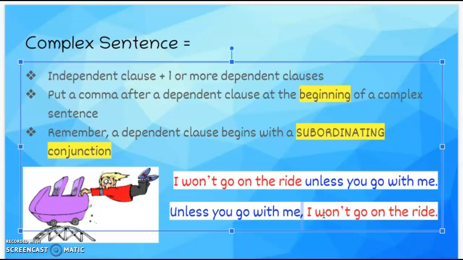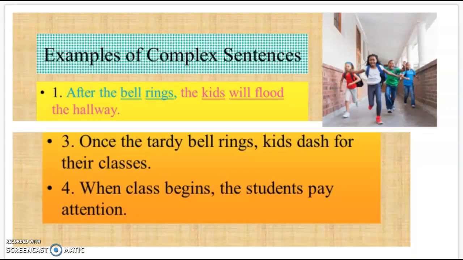Other examples of complex sentences we talked about on Monday: after the bell rings, the kids will flood the hallway. Once the tardy bell rings, kids dash for their classes. When class begins, the students pay attention.